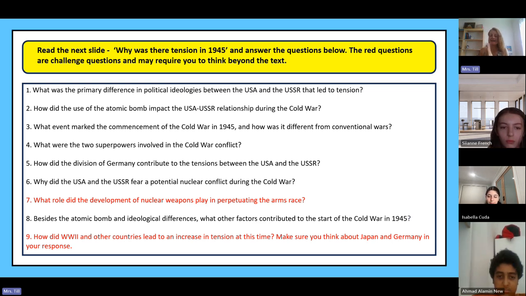Isabella, we have a hand. So it took me a while to read, but I did the 4th question. Perfect. Off you go then. I love a volunteer. Okay. So the 2 superpowers consisted of the USA and the Soviet Union, and the word superpowers was a definition for those 2 countries in the Cold War, I believe. Yep, that is perfect.